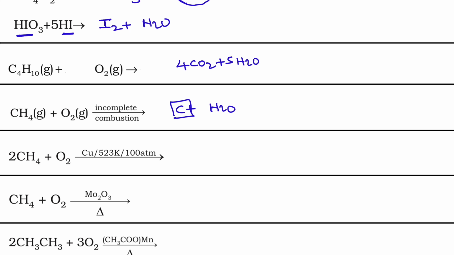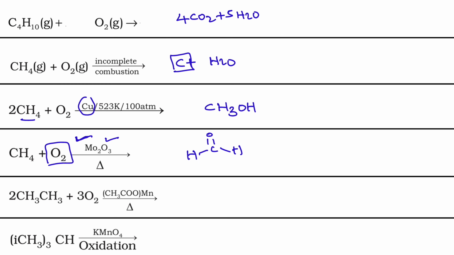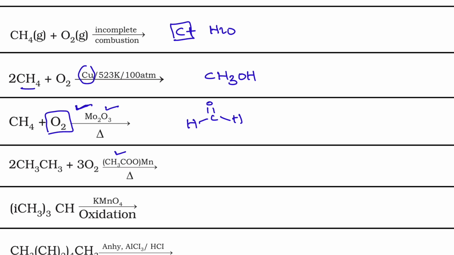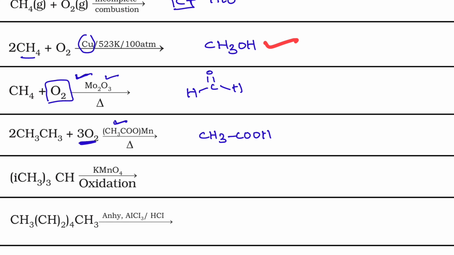And the next one, catalytic oxidation. In case of copper catalyst, this is oxidized to methyl alcohol. In presence of molybdenum trioxide, this is the oxidizing agent and this is a catalyst, and that is converted to aldehyde. In presence of manganese acetate, this is the oxidizing agent and this is a catalyst. The product is a carboxylic acid, most important. So here this is alcohol, aldehyde, carboxylic acid. So here these are the catalysts.